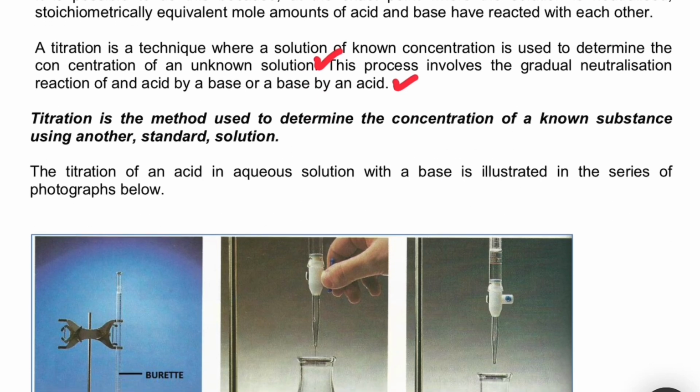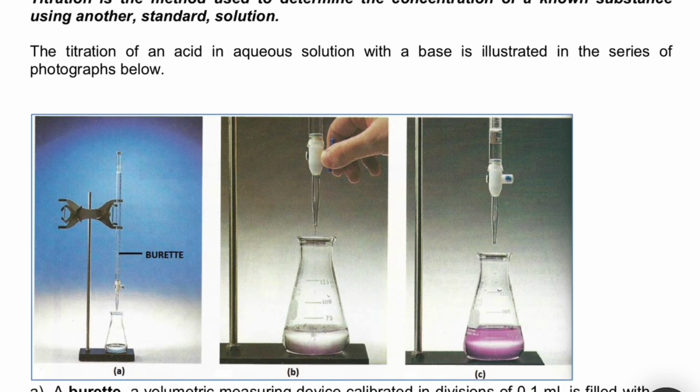Titration is a method used to determine the concentration of an unknown substance using another standard solution. So what is a standard solution? A standard solution is a solution of known concentration. The titration of an acid in an aqueous solution with a base is illustrated in the series of photographs below.